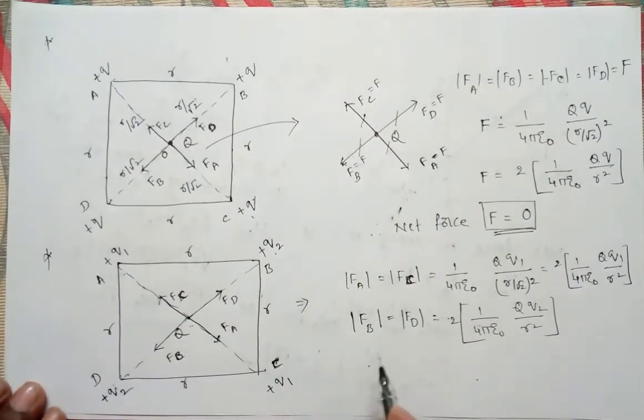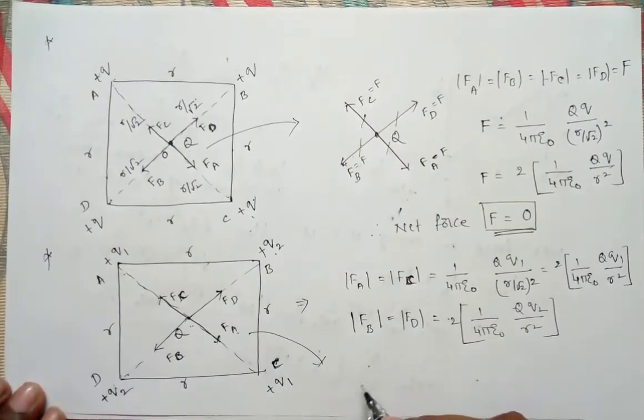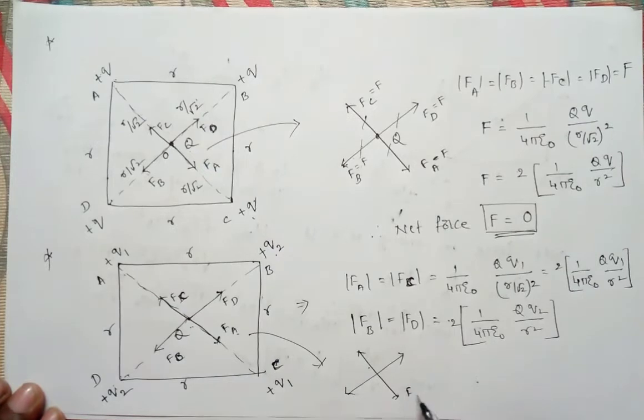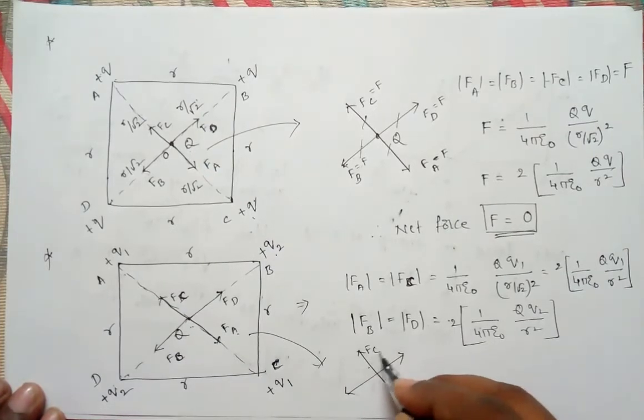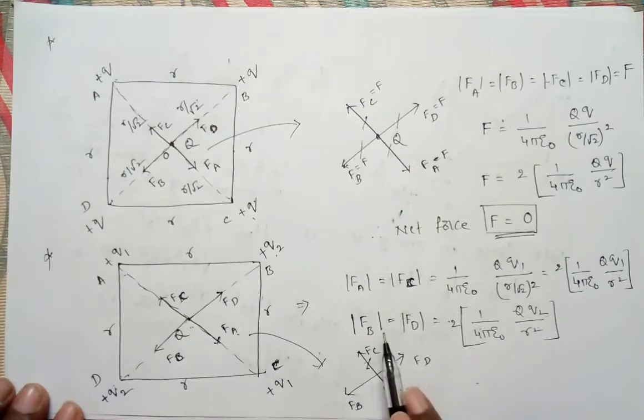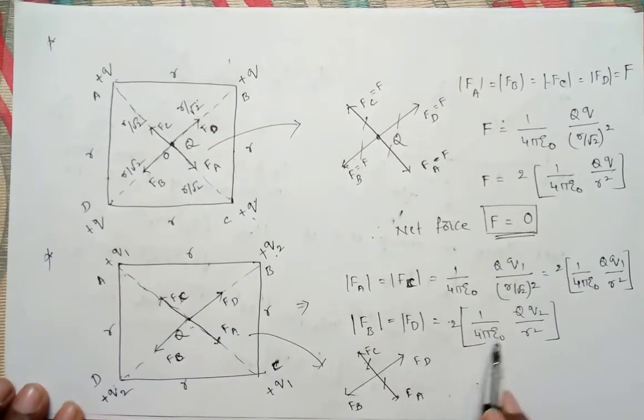Now if you write these forces, FA, FC, FD and FB. Here FA and FC are equal in magnitude and opposite in direction, so they will be nullified. Similarly, FB and FD are equal in magnitude and opposite in direction, so they will be nullified. Again, the resultant force F is 0.